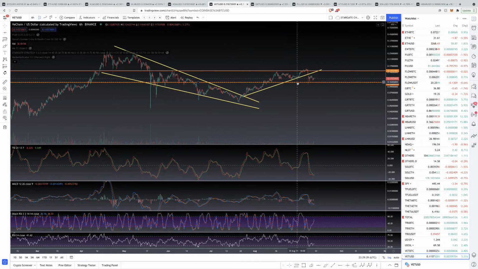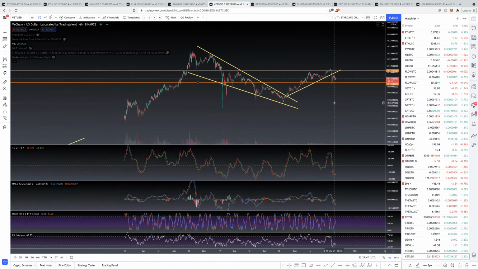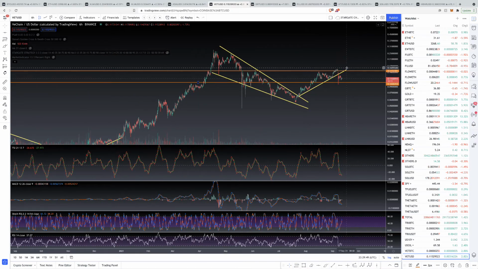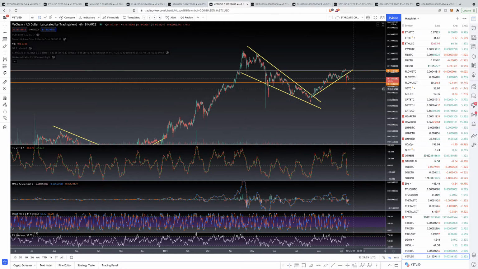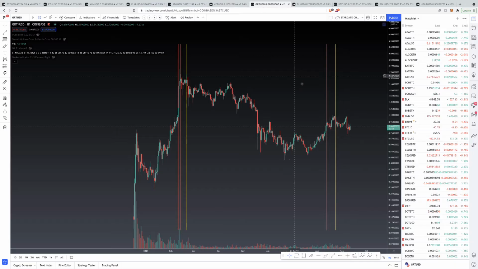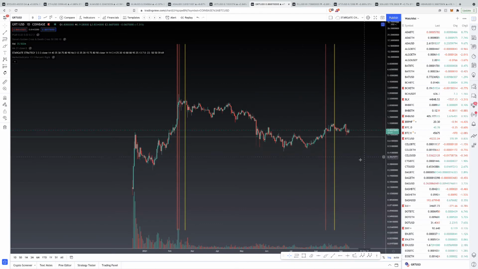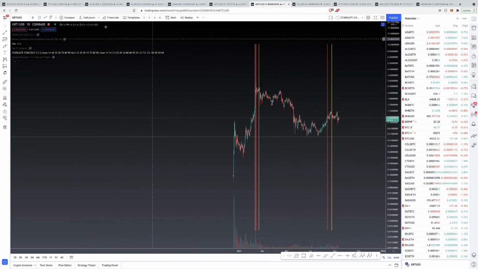If it breaks below this 10-cent level, maybe it'll come back down to like 9 cents, 8 cents, but I don't see that being in the cards. I think that it's going to pop back up, make its way above this resistance line, and then head higher. Now the graph, let's look at it.